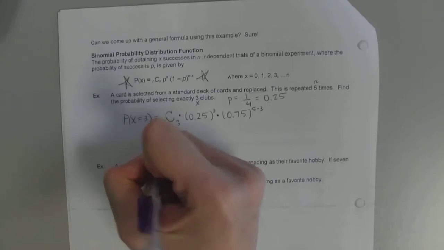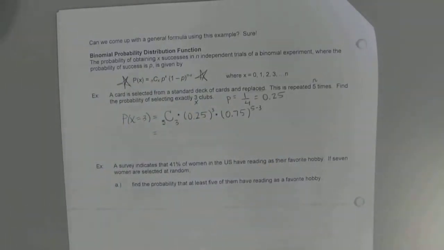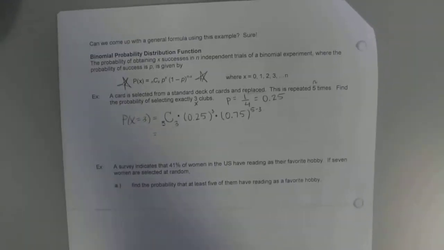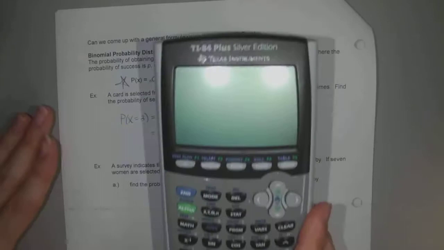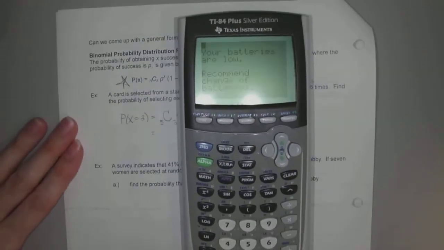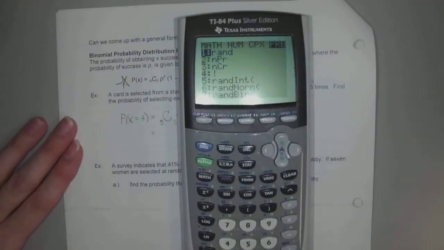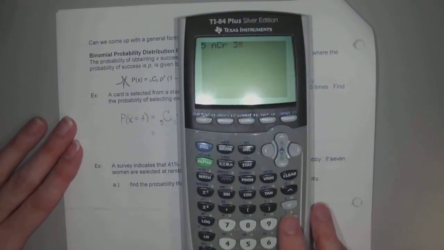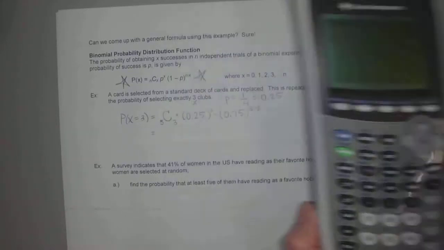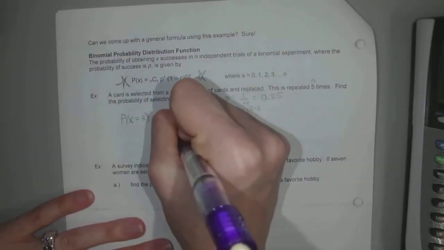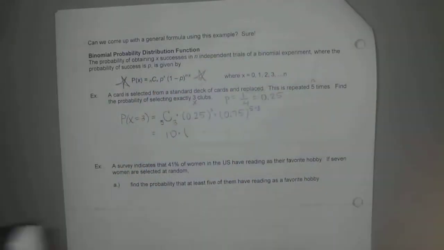So I'm going to put this in my calculator. Do you guys remember how to put that in your calculator? So in your calculator, remember you have to type your n first. So our n is 5. Then you hit math and you scroll over to probability and you go down to 3, our combination. So 5 choose 3. And actually we can put everything in there. I'm going to hit enter. So this is going to be 10.